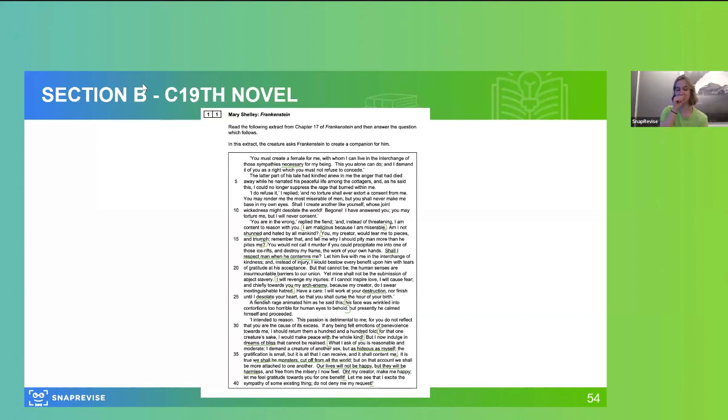Alliteration, yeah. Fabulous, it's very alliterative. "I am malicious because I am miserable." You could say that the M sound is emphasized. I would also say that you could analyze that in terms of juxtaposition as well. Malicious because he is miserable: he uses two contrasting adjectives to describe himself.